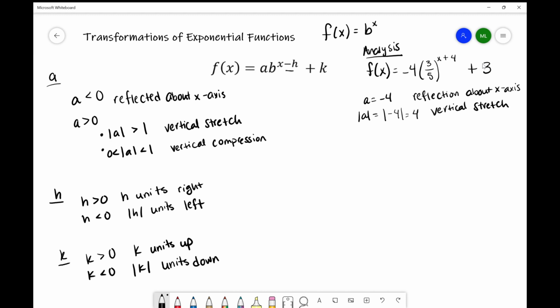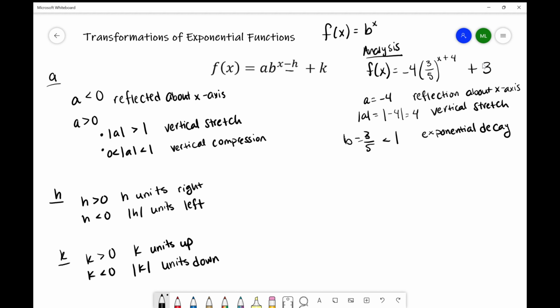Alright, and then let's take a look at our b, just for the sake of it. So b, in this case, is equal to 3/5, and 3/5 is less than 1 but greater than 0. Okay, so I am looking at a decreasing function, so I'm looking at exponential decay. We have exponential decay here.